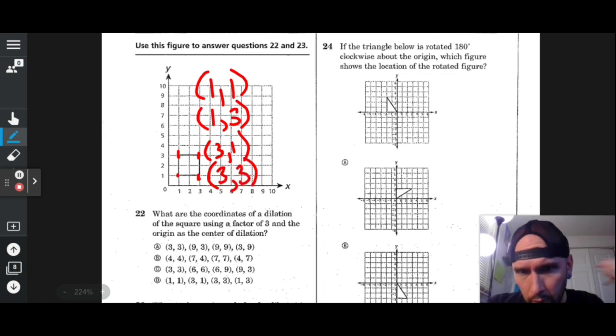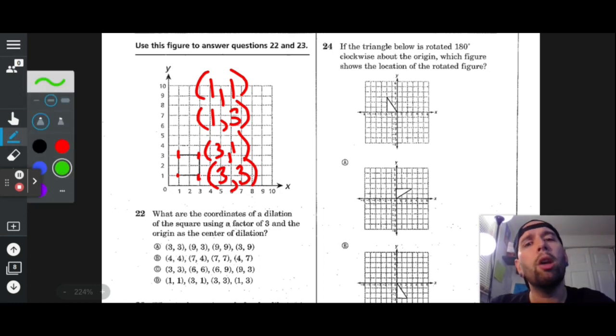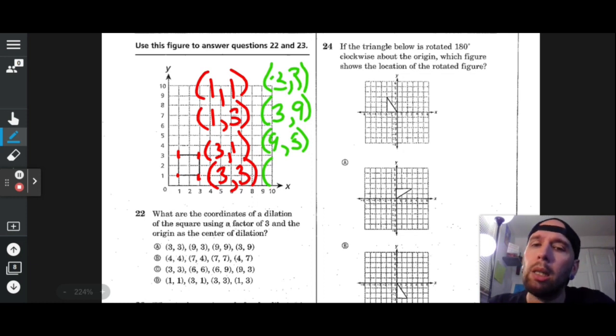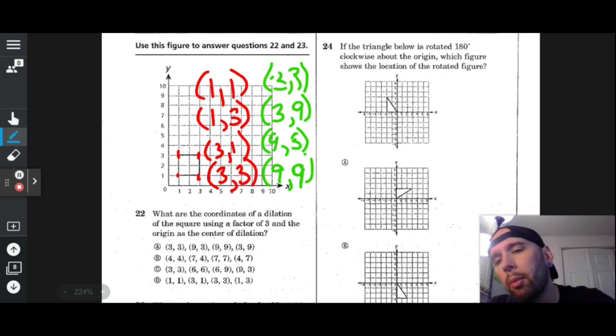I am multiplying by a scale factor of 3, which means all of these get multiplied by 3. So 1, 1 is 3, 3. 1, 3 becomes 3, 9. 3, 1 becomes 9, 3. And then 3, 3 becomes 9, 9.